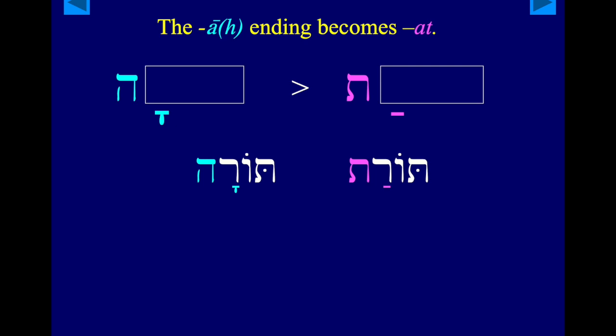And when you put it in construct, because it has an a ending, it turns into an at ending. So it would be Torat Yahweh, the law of Yahweh. And it's the law of Yahweh, by the way, Torat Yahweh, because Yahweh's definite. And definiteness works back up the chain.